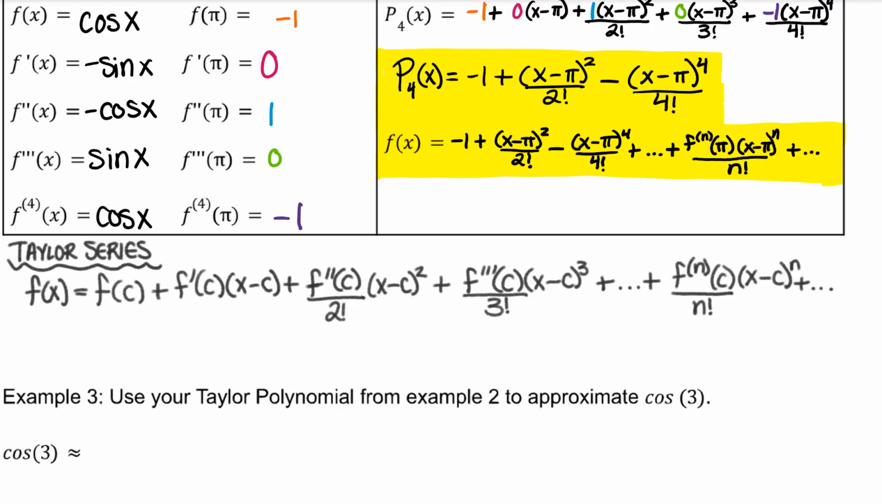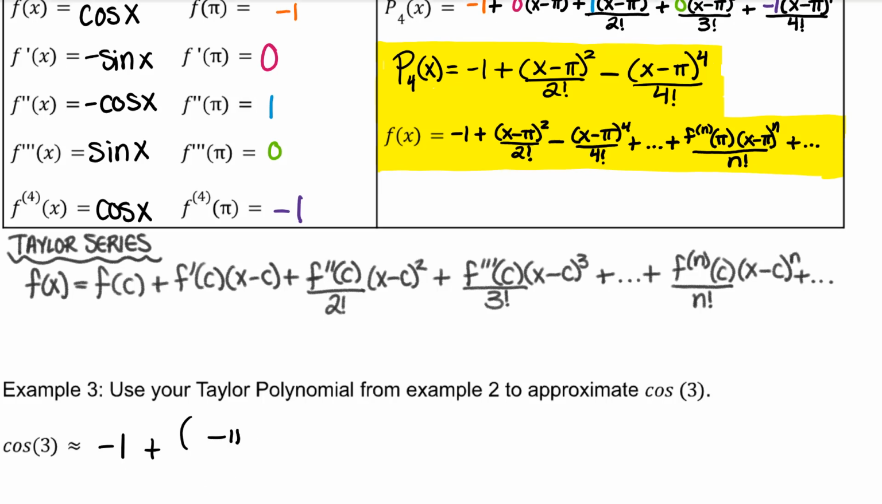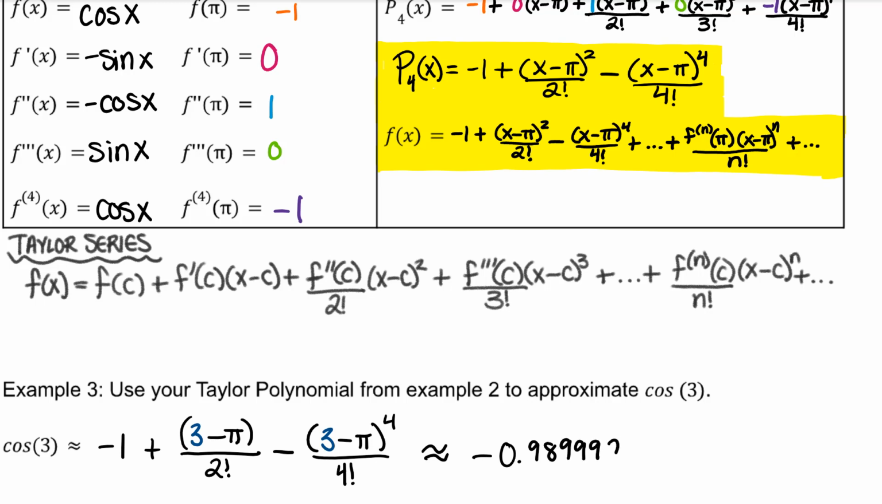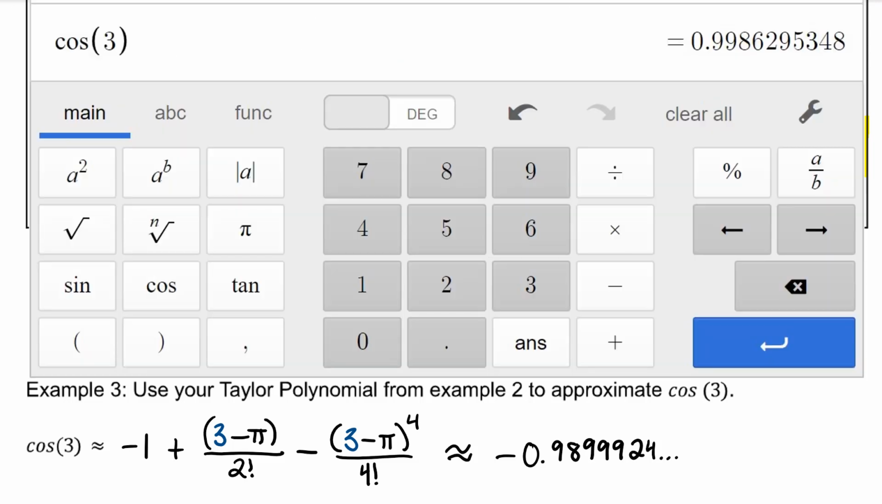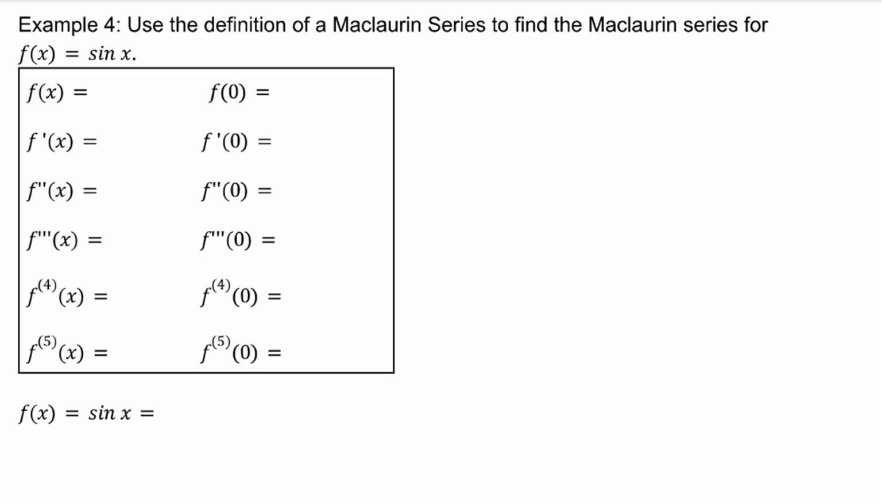For example 3, we're going to use the Taylor polynomial from example 2 to approximate cosine of 3. Our polynomial was -1 plus x minus pi, and now for x, we're plugging in 3. Use a calculator, and that gives you -0.9899924, and so on. What happens if you plug in cosine 3 directly into the calculator? If you do that on the calculator, you get -0.998629. Pretty good.